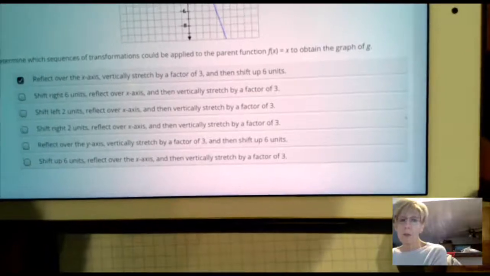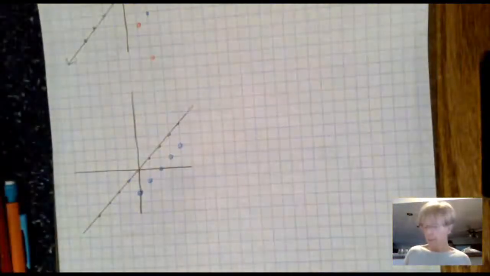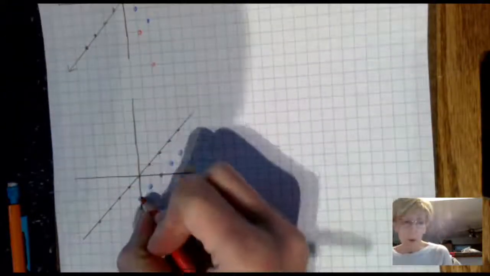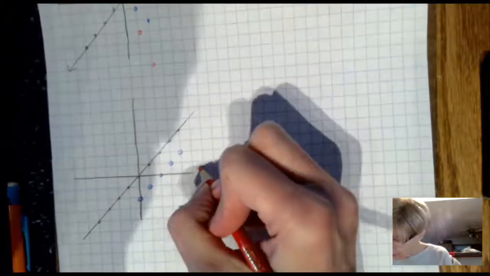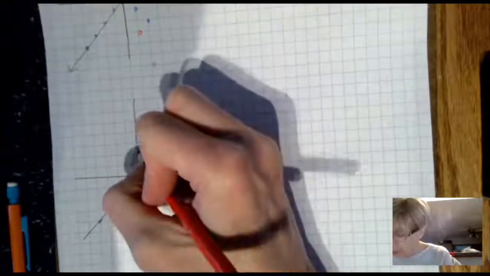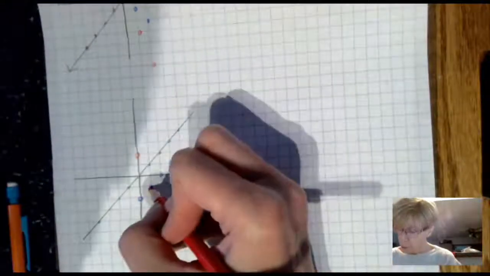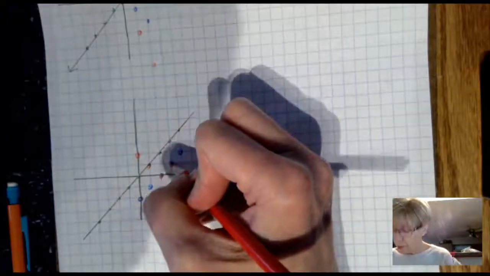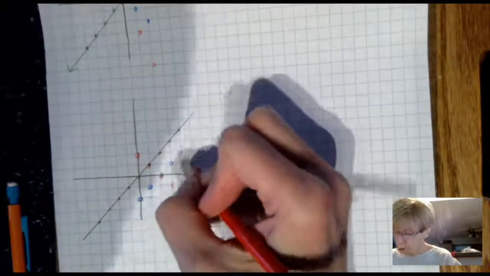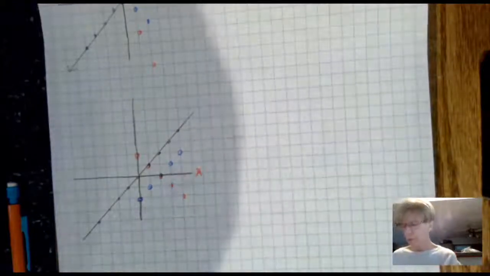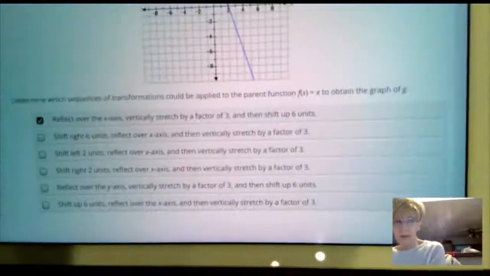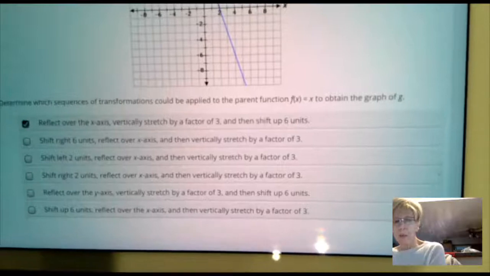We're going to reflect over the x-axis now. So if we reflect over the x-axis, this point here, because this is the x-axis, it's 2 below the x-axis, it's going to become 2 above. This point is 1 below the x-axis, it's going to become 1 above. This point's going to stay the same. This point here is 1 above, it's going to go 1 below. This point is 2 above, going to go 2 below. So there is the reflect over the x-axis, and then we're going to stretch vertically by a factor of 3.